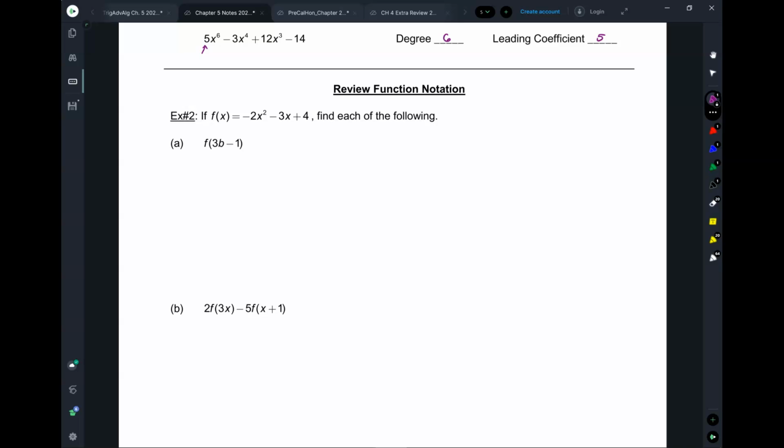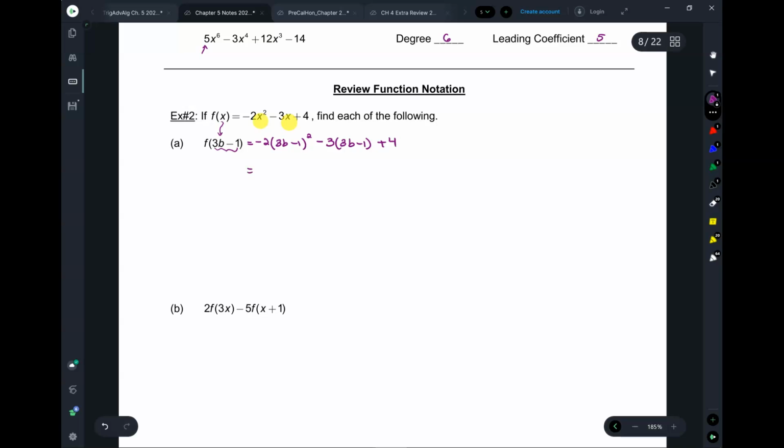And what you want is now f of 3b minus 1. So in going from f of x to f of 3b minus 1, what happened? All of the x's got switched for 3b minus 1s. So wherever you see an x, that's here, here, you're going to substitute 3b minus 1. So it's going to be negative 2 times (3b minus 1) squared, minus 3 times (3b minus 1), plus 4. Okay? And then you're going to multiply this out.